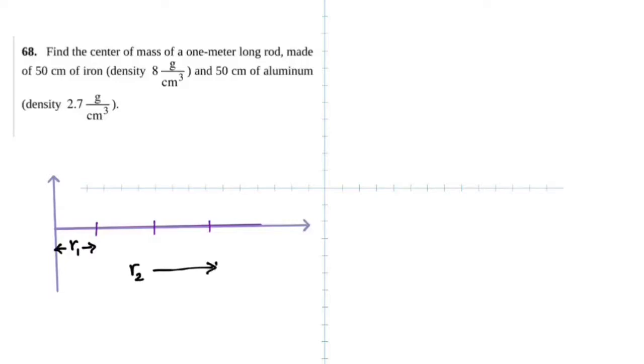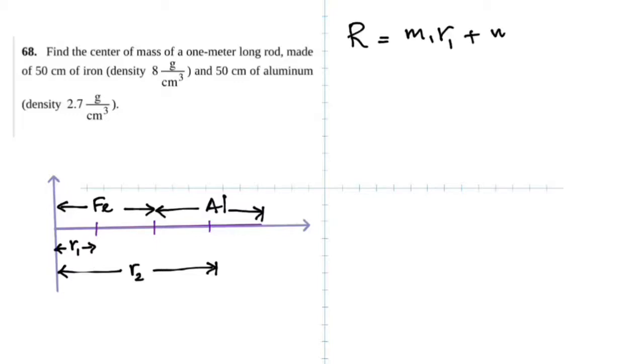So I've called them R1 and R2. R1 is 25 centimeters, R2 is 75. That is iron, that is aluminum. Now to find the center of mass, the position vector of the center of mass is M1R1 plus M2R2 divided by M1 plus M2, where M1 is the mass of iron, M2 is the mass of aluminum.